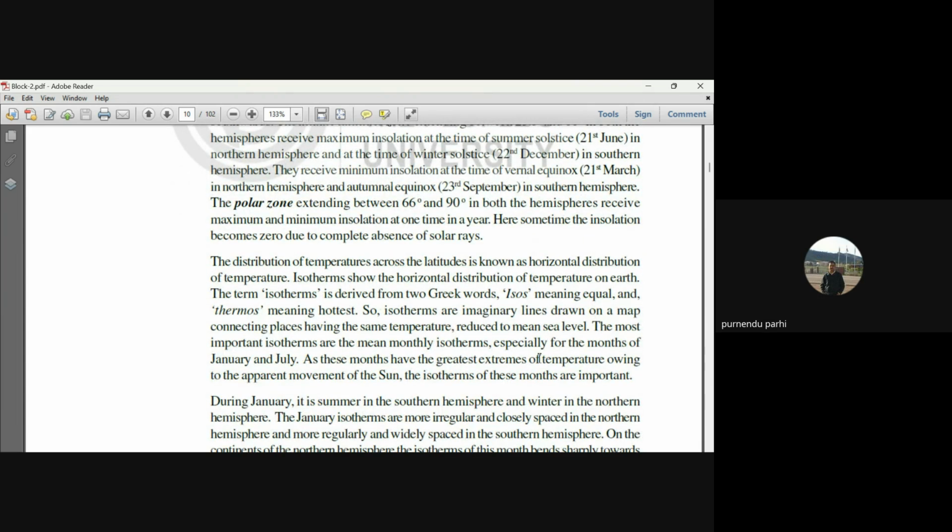The distribution of temperature across the latitudes is known as the horizontal distribution of temperature. Isotherms show the horizontal distribution of temperature on Earth. The term isotherm is derived from the two Greek words isos meaning equal and thermos meaning heat. So isotherms are imaginary lines drawn on a map connecting places having the same temperature reduced to mean sea level. The most important isotherms are the mean monthly isotherms, especially for the months of January and July. As these months have the greatest extremes of temperature owing to the apparent movement of the Sun, the isotherms of these months are important.